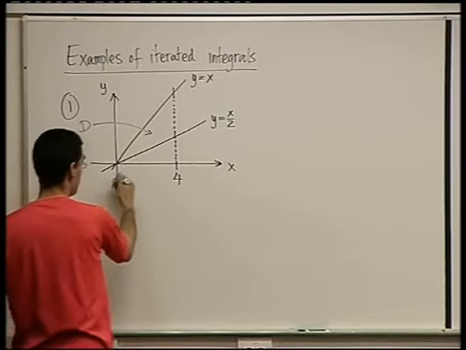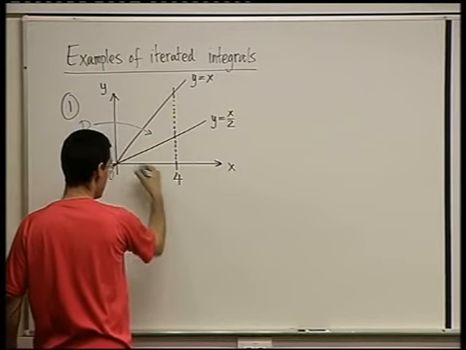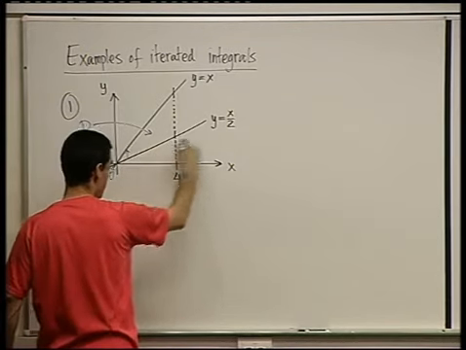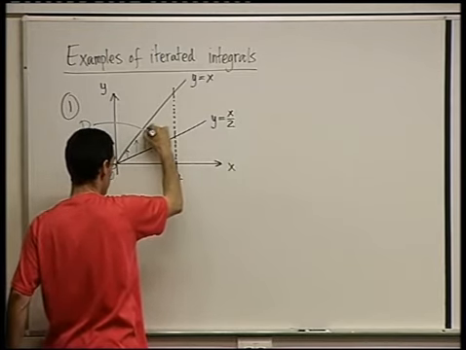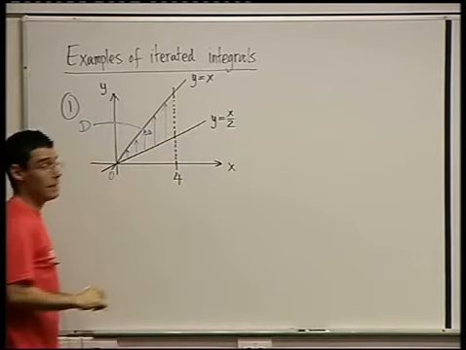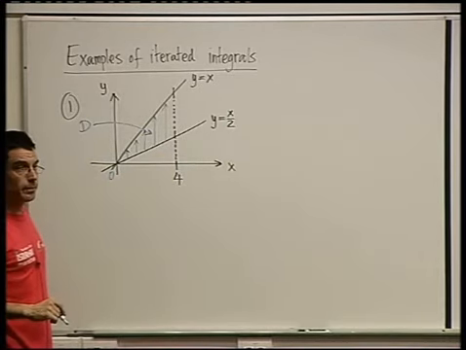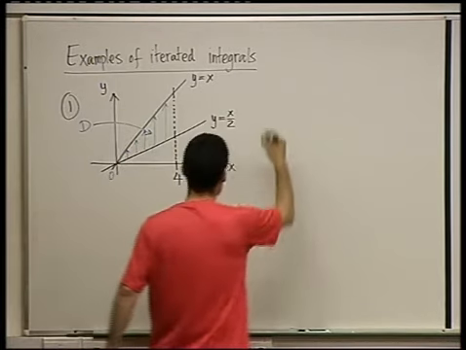For example, I can allow the x's to range between 0 and 4, and then for each x, the y's range between x over 2 and x. Does everybody see that this is a simple domain? Do you agree? Now I can calculate the integral. I just have to tell you what the function is.